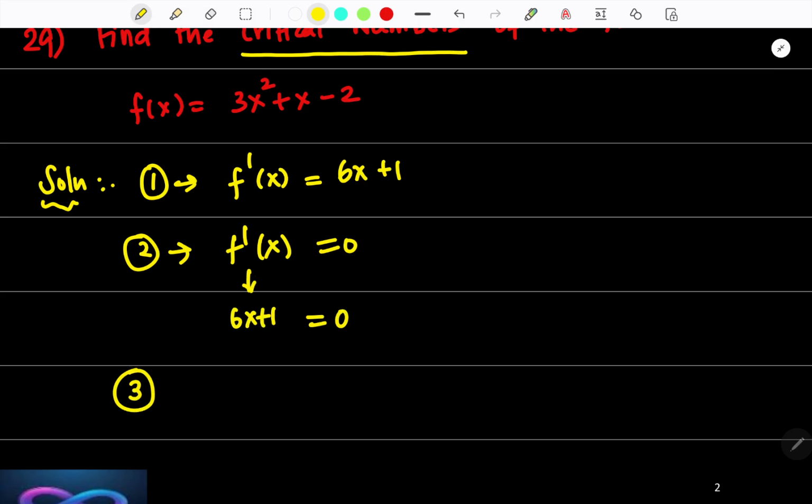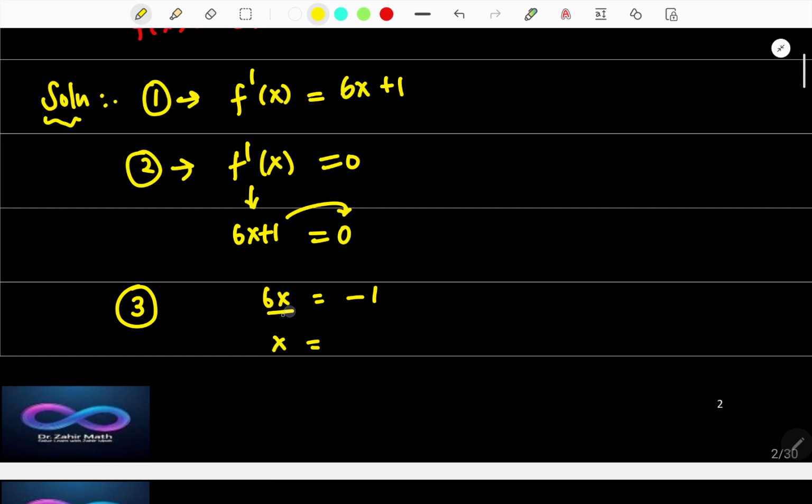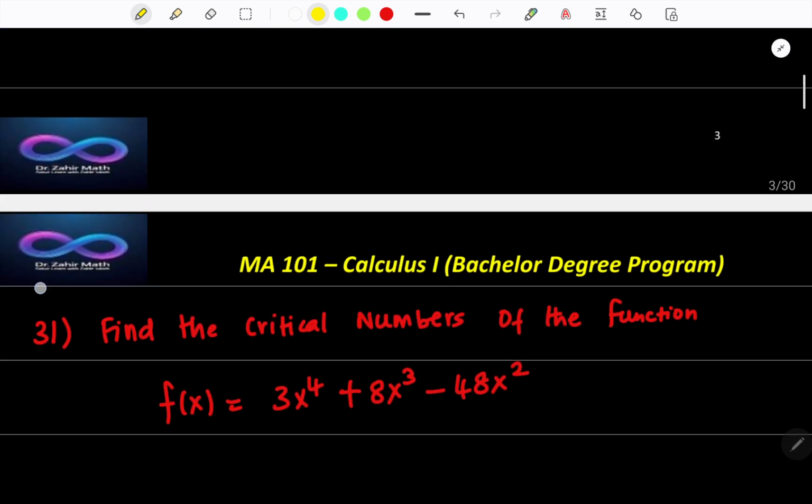So what is step number 3? You're going to find x. So 6x is equal to negative 1. I take this 1 this side, and then x equals, divide by 6, divide by 6. You're going to get x equals minus 1 by 6. Clear? So this x equals minus 1 by 6 is called the critical number, or you can say critical point. Let's go to the next question.